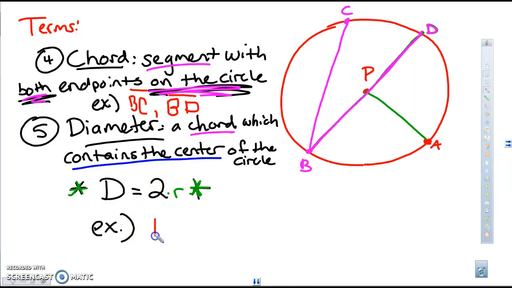And so, again, an example of a diameter in this picture would be segment BD. So if you're following along, keep adding to this diagram here because we're going to be looking at some more terms.